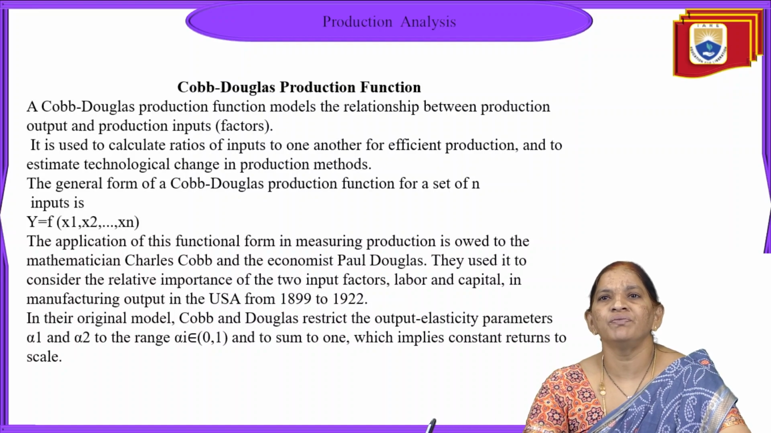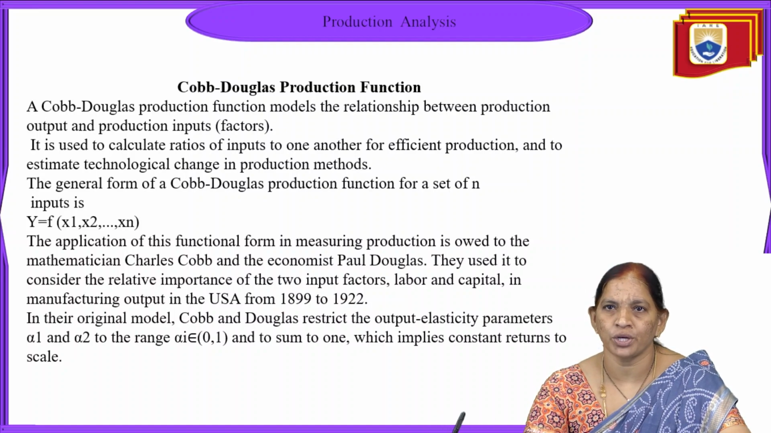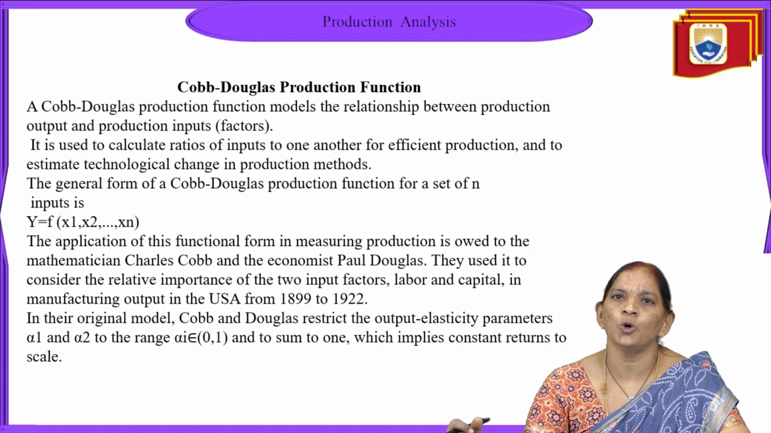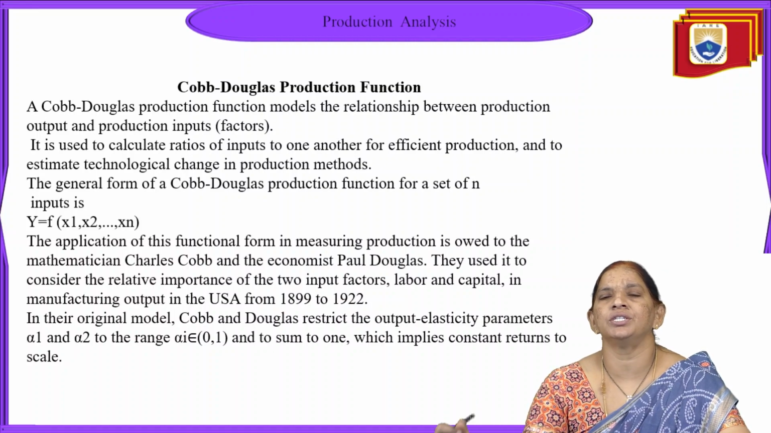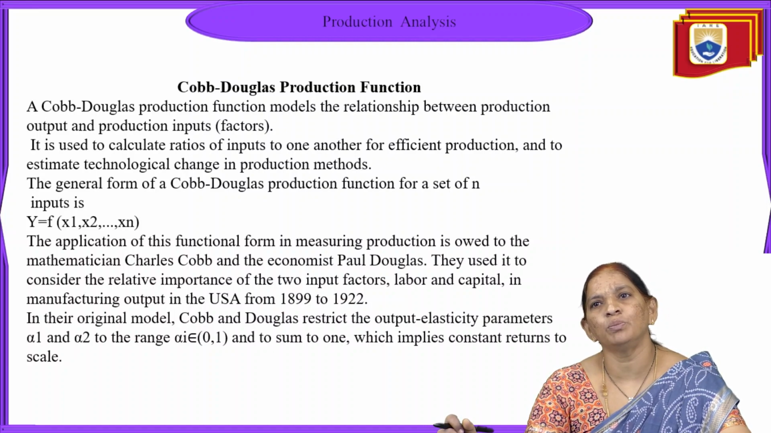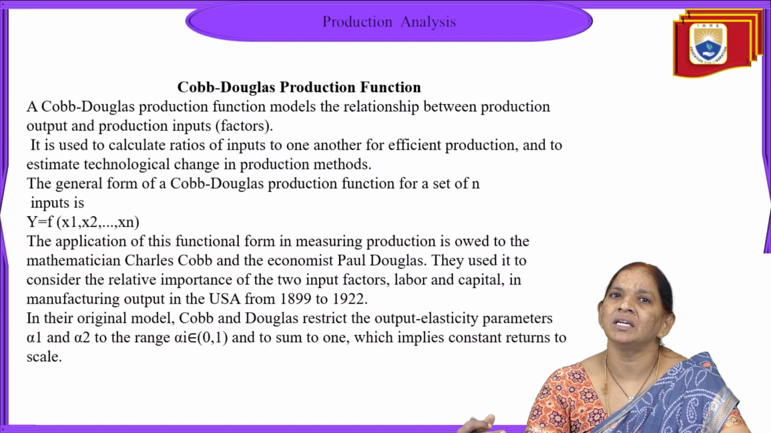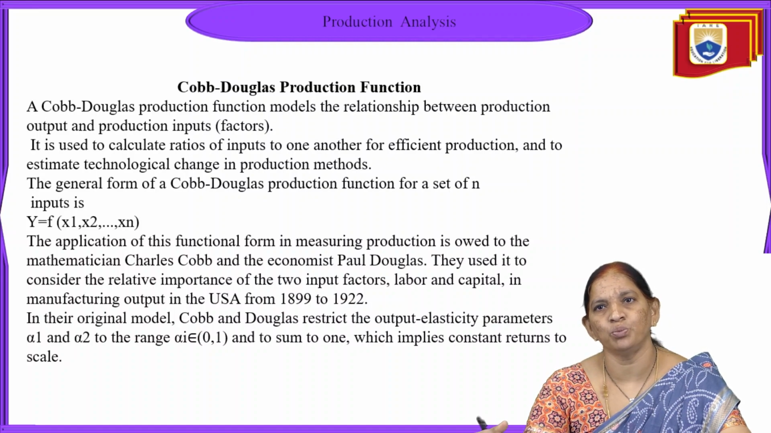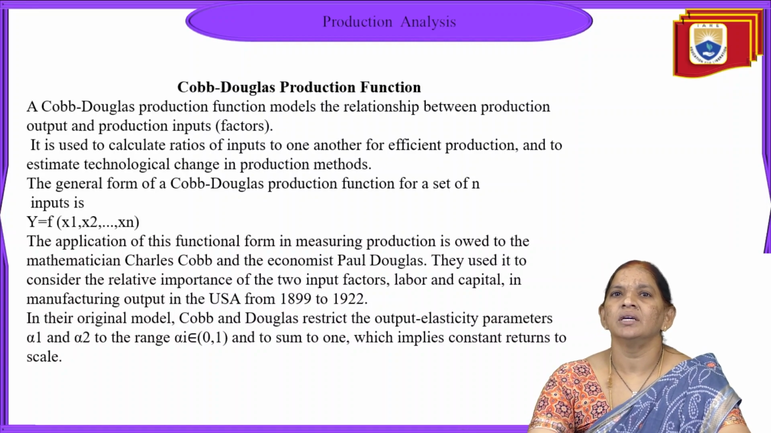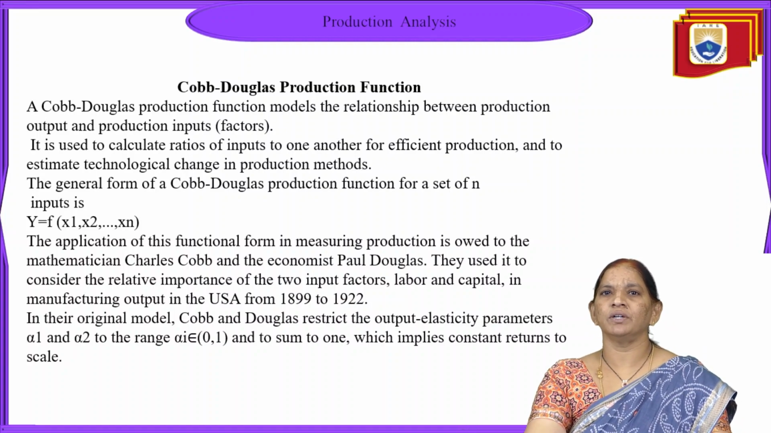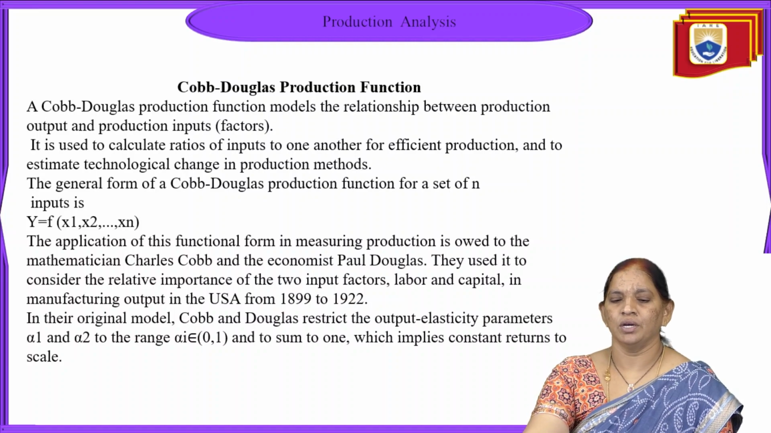Means what type of changes take place in the production method, how the ratio of inputs changes, which gives us a desired or efficient production. Means we can have less utilization of the technology or less utilization of the inputs and a greater amount of output.